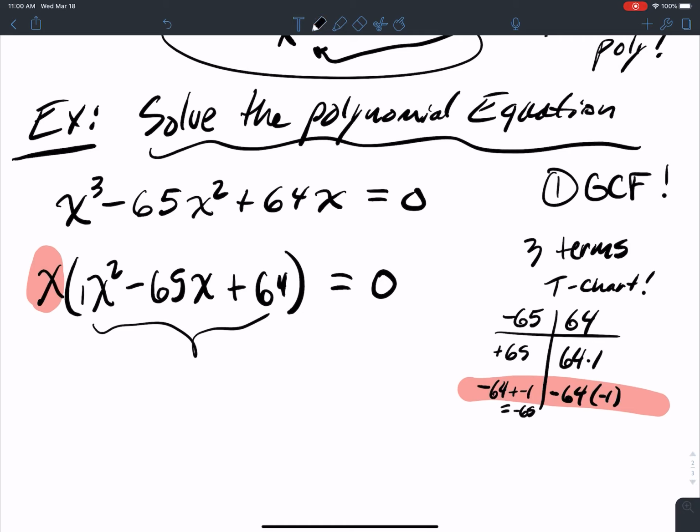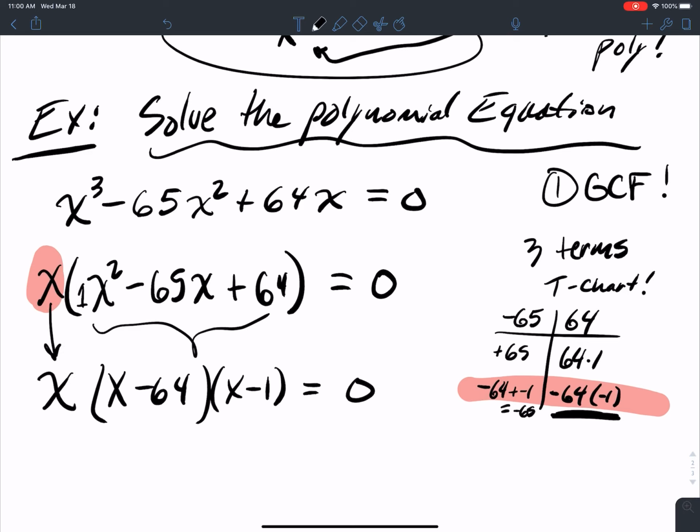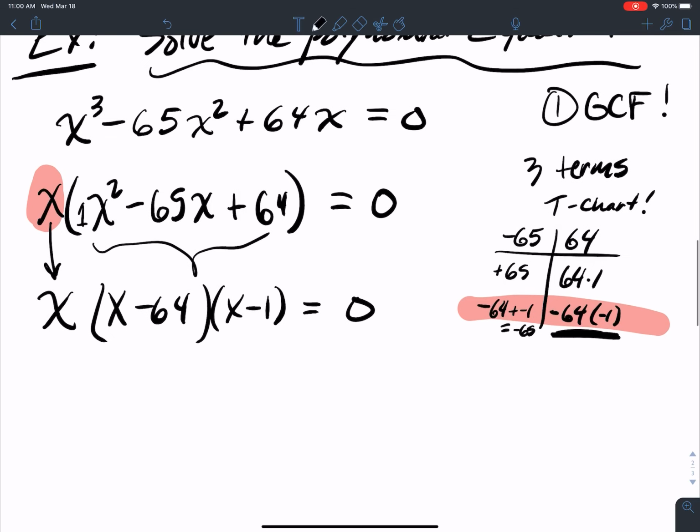Since my a is 1, this one's one of those easy ones to factor. It's going to be x minus 64, x minus 1. And don't forget your x that you had up here. Keep bringing it down. Okay, so how do I solve?